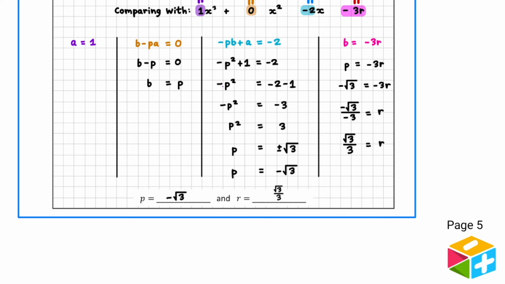So we're nearly there now. The fourth equation we had was b is equal to minus 3r. Well, b is equal to p, so we can rewrite this as p is equal to minus 3r. And we know the value of p. It's minus root 3. From here, we can divide both sides by minus 3. Typing this in our calculator gives us the value of r. It's root 3 over 3.